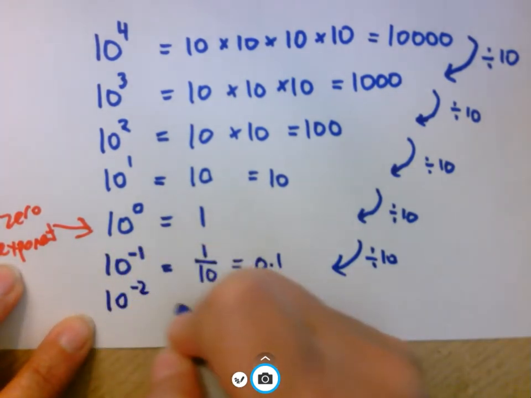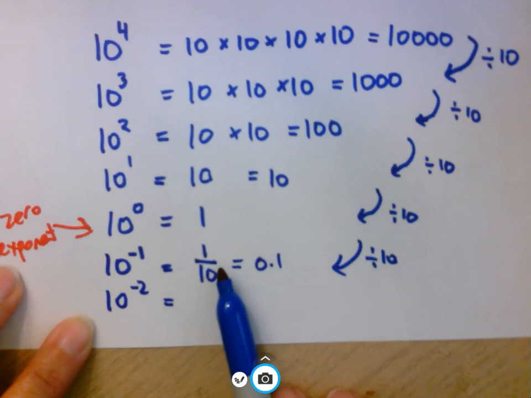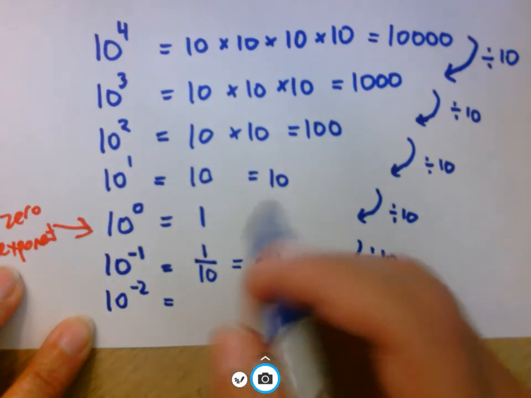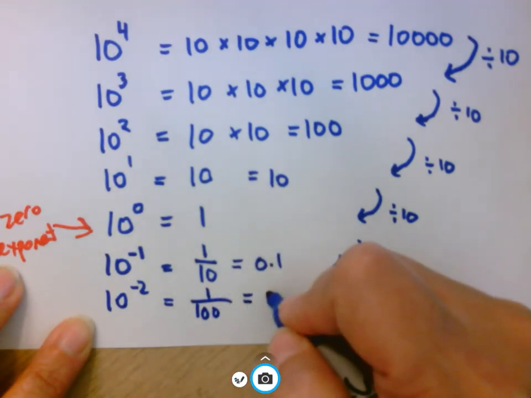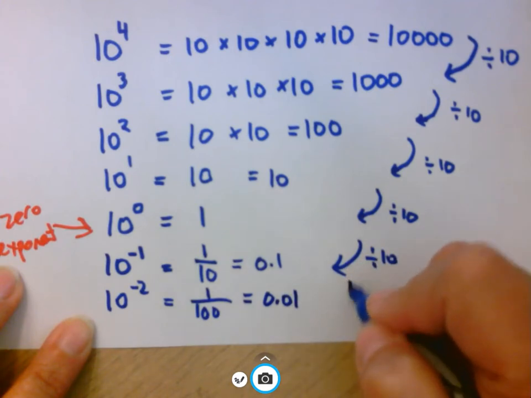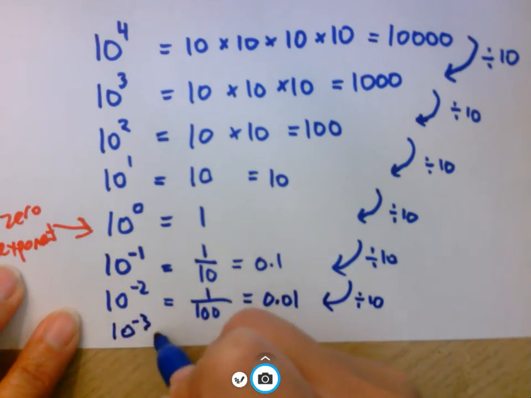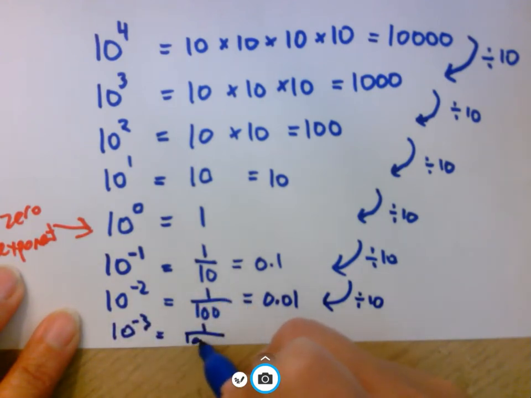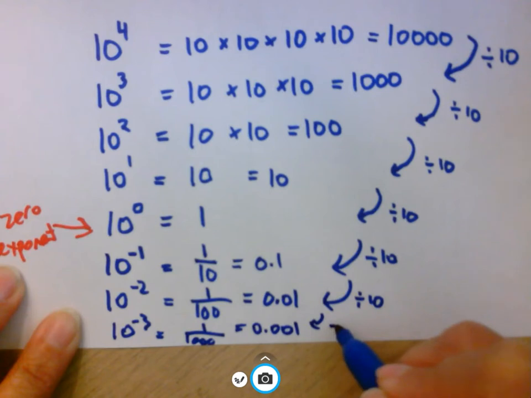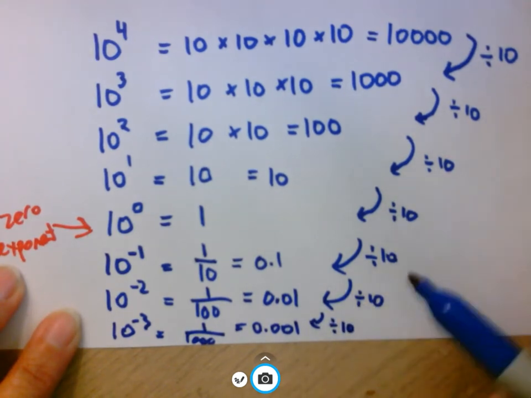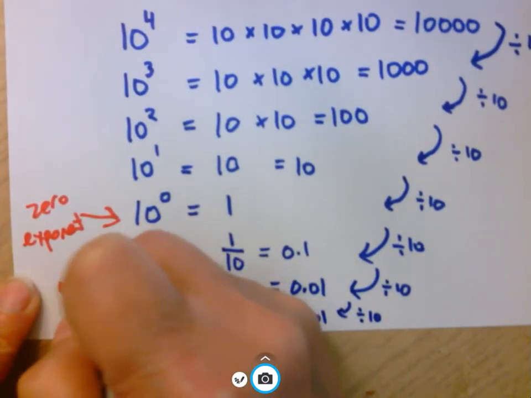Let's do another negative exponent, negative 2. 10 to the negative 2 is going to be 1/10 divided by another 10, which is 1 divided by 100. If you put it into the calculator, it's 0.01. So again, what's the pattern? Dividing by 10. If I divide by 10 again, I'm going to get 1 divided by 1,000, which is 0.001. Again, the pattern is divide by 10 each time. Following this pattern, we now understand what happens with negative exponents as well.